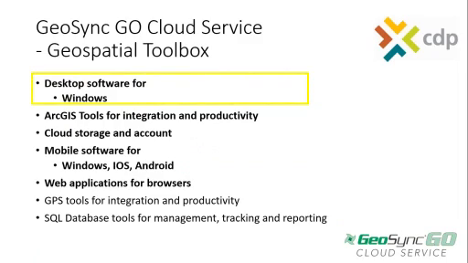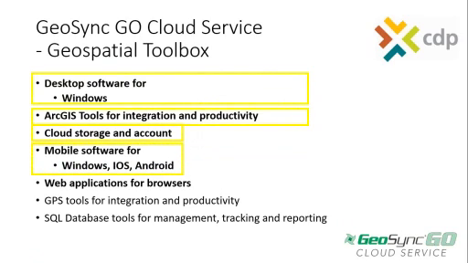The Quick Search file is created in the GeoSync GO Manager desktop software. You can also create a Quick Search file within the ArcGIS add-in tools. That's in the MapSync Publisher toolbar. The Quick Search file is stored in the cloud, and then it can be deployed for use on mobile devices or tablets or computers in the field, as well as the GeoSync GO web maps.